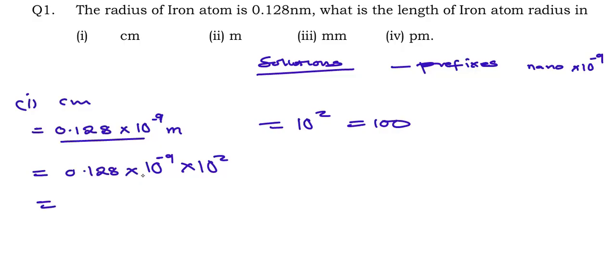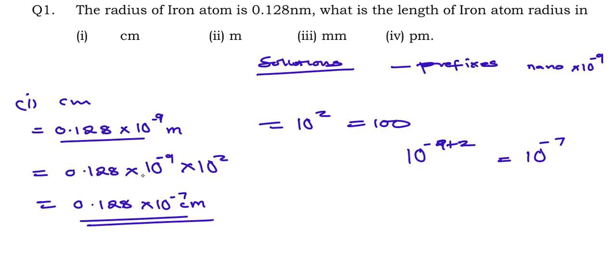If we are multiplying the same bases, we add the powers. So we have 10 to the power -9 plus 2, and -9 plus 2 is 10 to the power -7. Our answer is going to be 1.28 multiplied by 10 to the power -7 centimeters. All right, this is how simply you convert into centimeters. Very, very important.